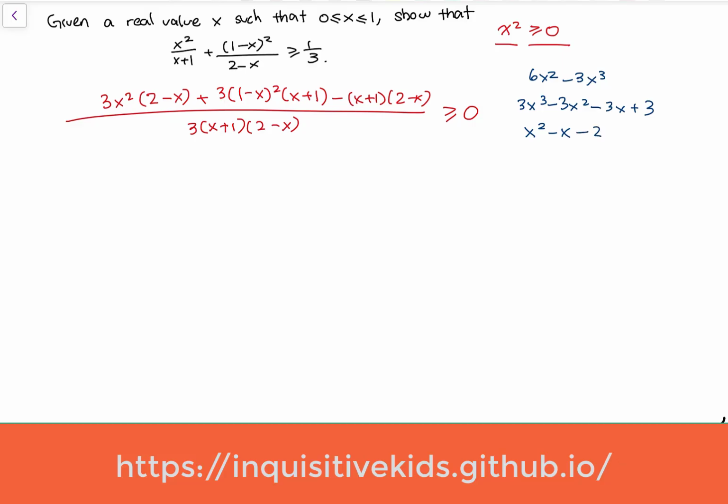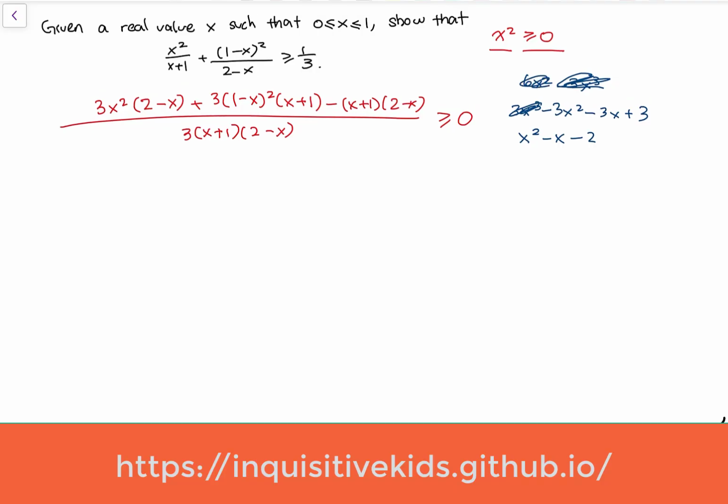Now we're going to add all of these terms together. So we have no x cubed term because they cancel out. We have a 3x squared term plus another x squared term, which is a 4x squared term, minus 4x from these two terms, plus 1. That is over the denominator, which is greater or equal to 0.